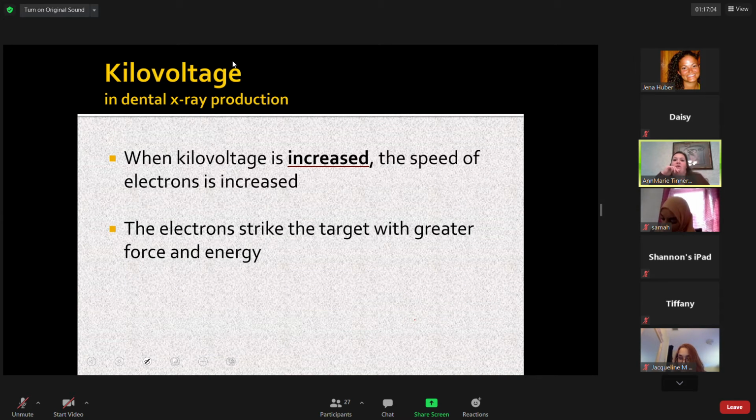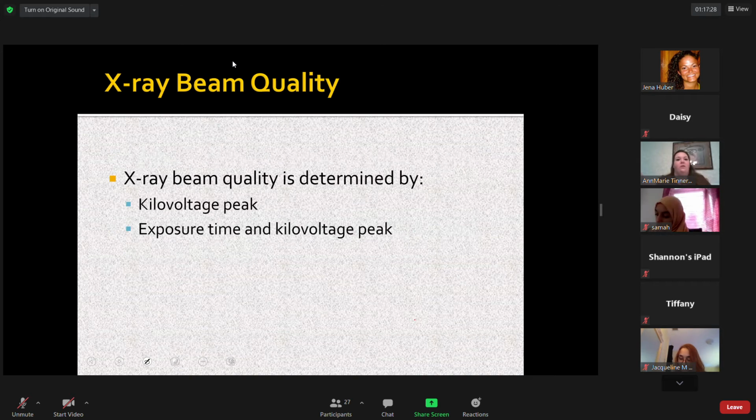All right, so when you increase your kilovoltage, the speed of electrons is going to increase. So with that happening, the electrons are going to strike the target with a greater force and a greater energy. Again, what does kilovoltage have to do with? The quality. Yes, good. So X-ray beam quality is determined by the kilovoltage peak. We just talked about that. It also is determined by the exposure time.